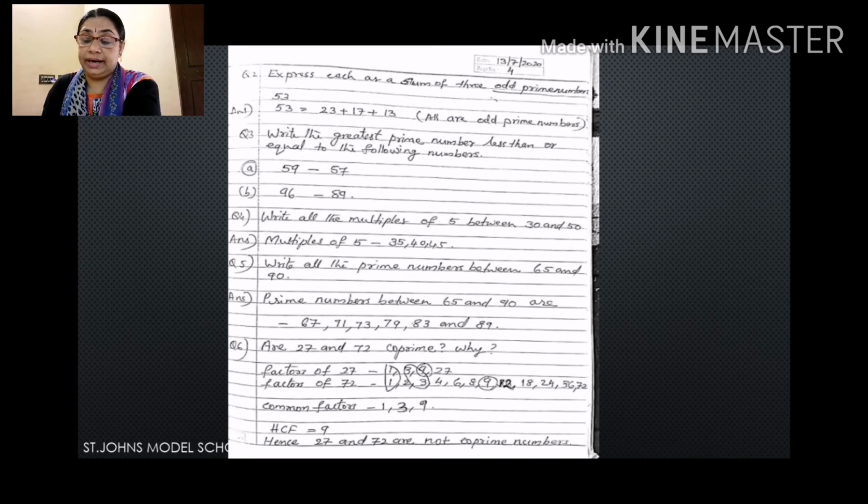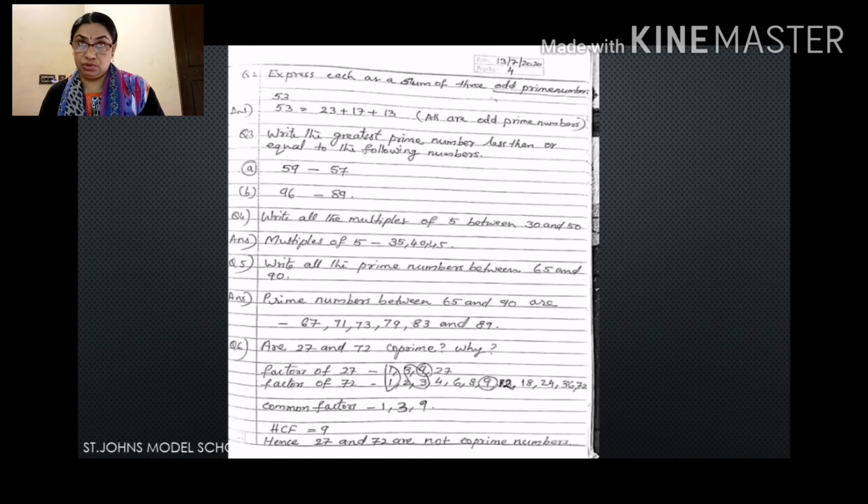Okay, now write all the multiples of 5 between 30 and 50. Between 30 and 50 you have so many numbers, so the multiples of 5 between 30 and 50 are 35, 40 and 45.